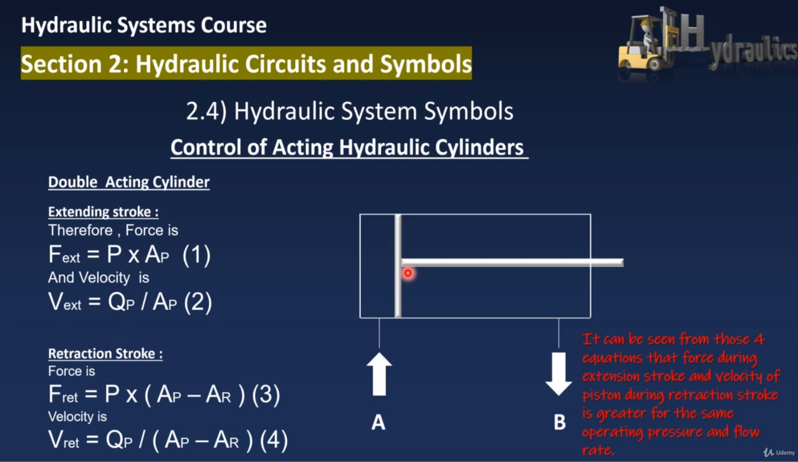It can be seen from those four equations that the force during extension is bigger than during retraction, and the velocity of the piston during the retraction stroke is greater than during the extension stroke, provided that the operating pressure and flow rate are the same.